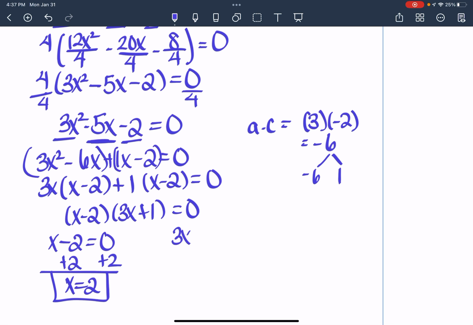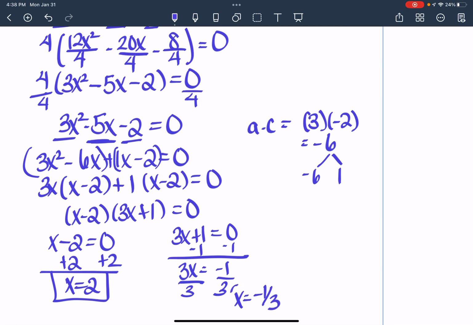We have 3x plus 1 equals 0. And so I have 3x equals negative 1. Then you have to divide both sides by 3, and that gives you x equals negative 1/3. So that's how you solve equations using factoring.